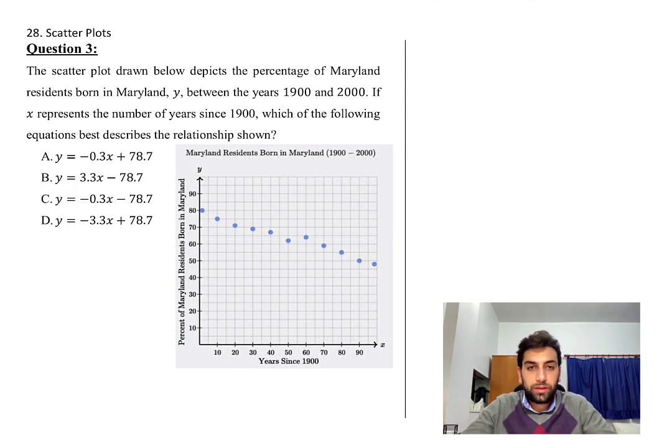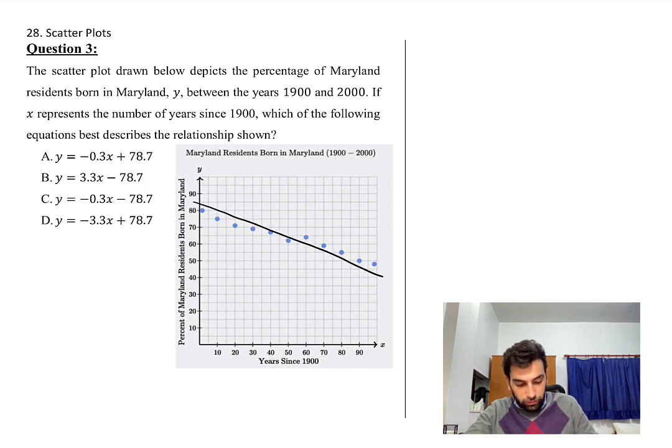Question number 3 now. The scatter plot drawn below depicts the percentage of Maryland residents born in Maryland, Y, between the years 1900 and 2000. If X represents the number of years since 1900, which of the following equations best describes the relationship shown? So now, looking at the scatter plot, if you want to draw a best fit, it would look something like this, or let me fix it. It's approximately something like this, which is a decreasing line.